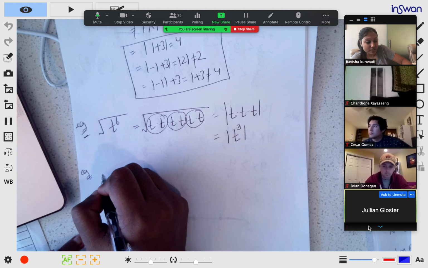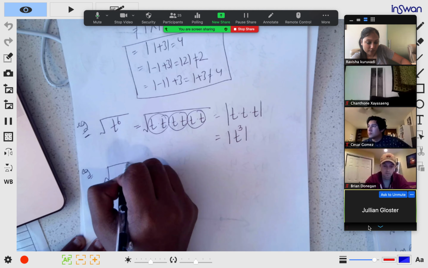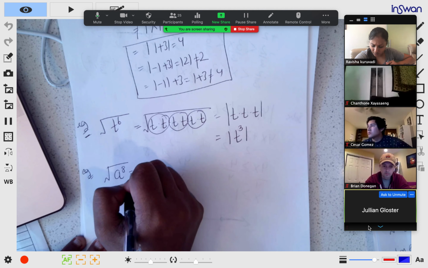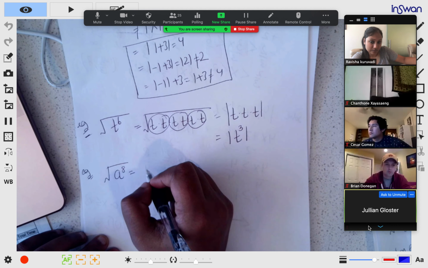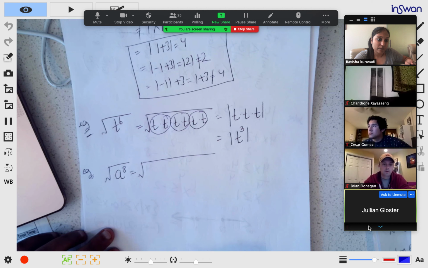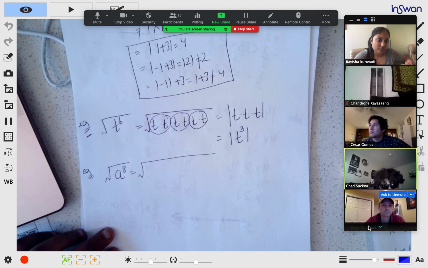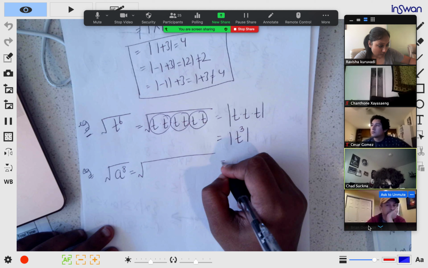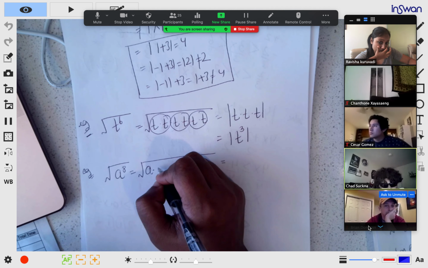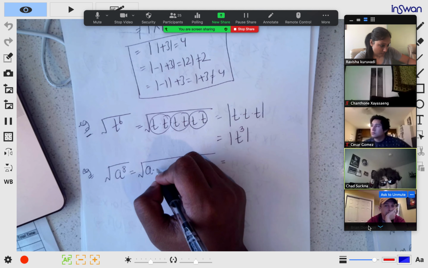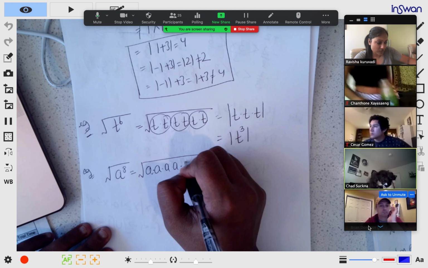Let's see one more example. You have a to the power of 8. Okay. How many times do we separate the a's? 8 times. You multiply them 8 times: 1, 2, 3, 4, 5, 6, 7, 8. What's the next step?